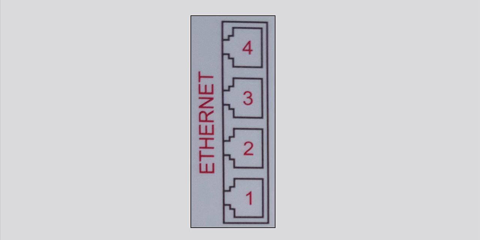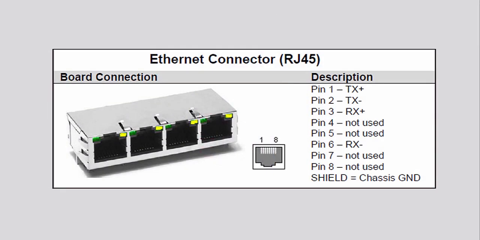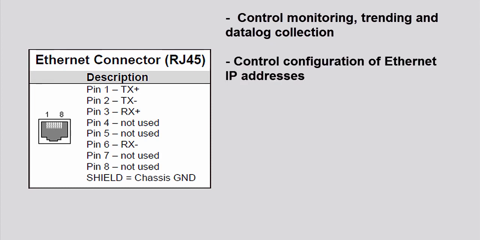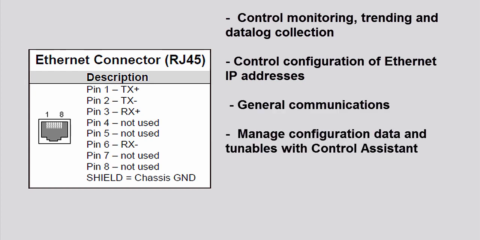There are 4 isolated RJ45 Ethernet ports. The Ethernet connections can be used for multiple purposes with the controller, including control monitoring, trending, and data log collection, control configuration of Ethernet IP addresses, general communications such as Modbus, manage configuration data and tunables with Control Assistant, and 505 remote view connection.